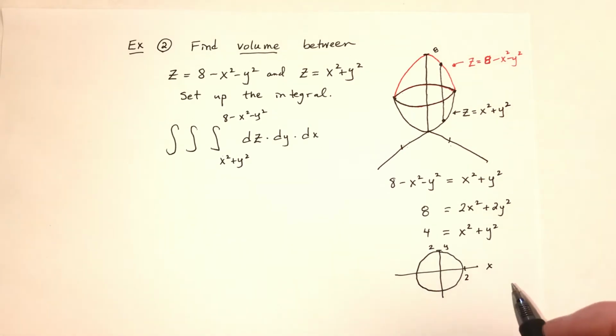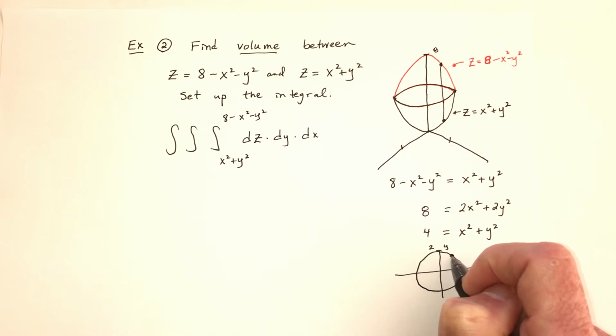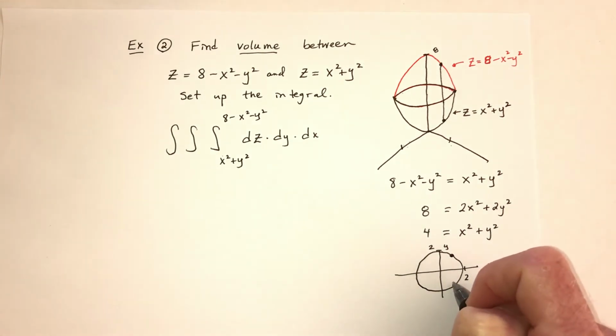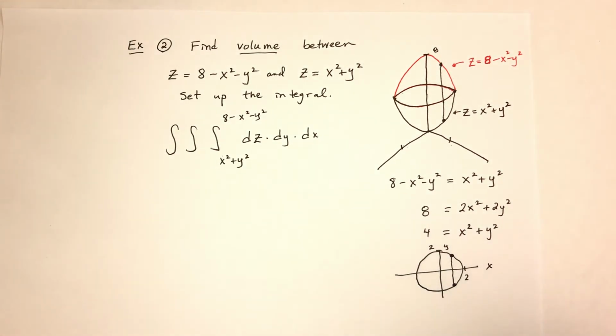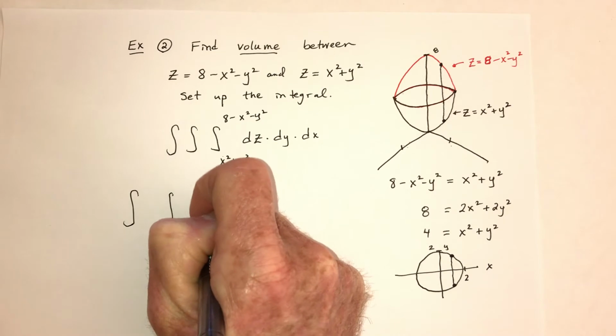So now what does y do? So the y value would go from, at some given point, the y value is going to go from the bottom of the circle to the top of the circle. So I should have left more space. Let me just rewrite it with more space.